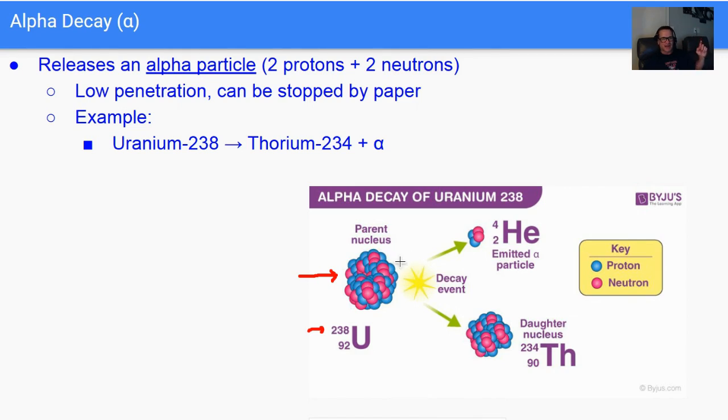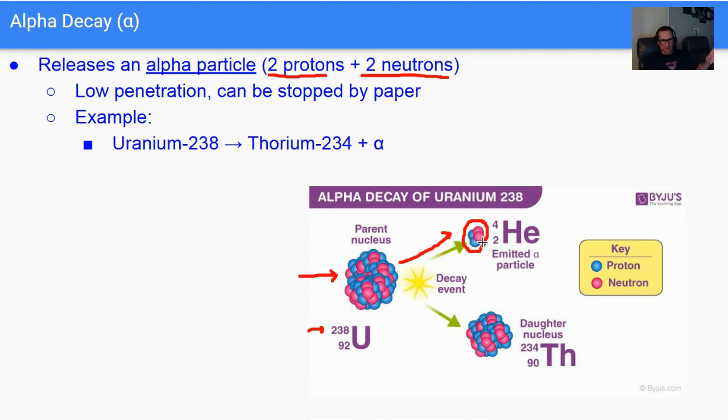Alpha radiation emits what's called an alpha particle, which is this right here. All an alpha particle is is 2 protons and 2 neutrons. So it's basically the nucleus of a helium atom. Helium has 2 protons and 2 neutrons. So it gives off 2 protons and 2 neutrons, and that's called an alpha particle.